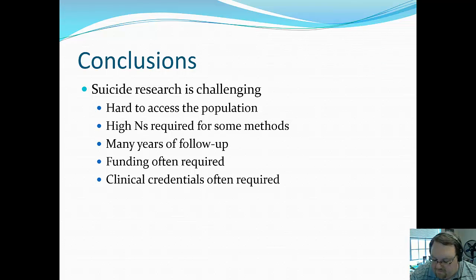Why I did that was because I knew that with working with this population, I needed to have that background. I needed to know about interventions. I needed to know how to treat people in order to best help this group. So having clinical credentials, being a therapist, a psychologist, or a psychiatrist, is really very helpful in doing this research. And if you're not, it makes it more difficult. It's not impossible. There are a couple of well-known suicide researchers who are not clinicians, but it does help to be a clinician.